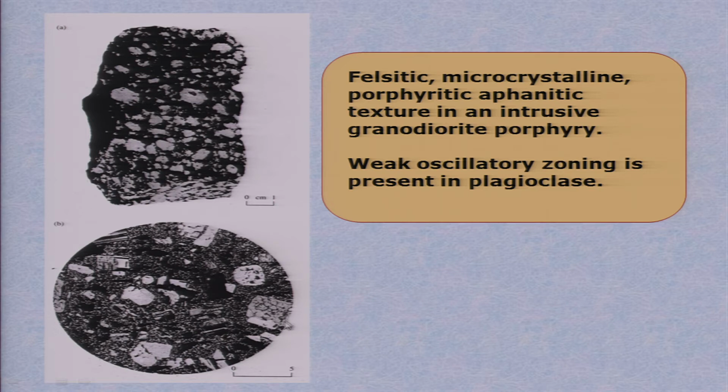Somewhere here it shows weak oscillatory zoning. While rotating the stage, the plagioclase grains show concentric rings, and these concentric rings change their polarization colors from dark gray to lighter gray shades. So, plagioclase is showing oscillatory zoning here. This kind of feature can be seen in a rock called granodiorite, which shows felsitic texture.